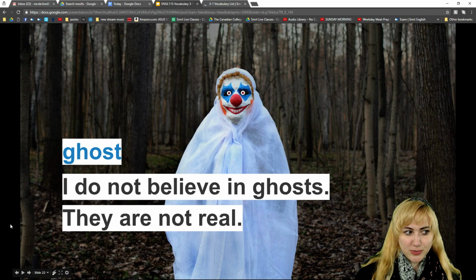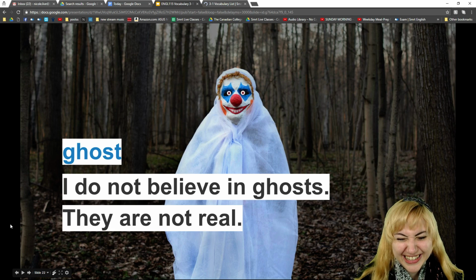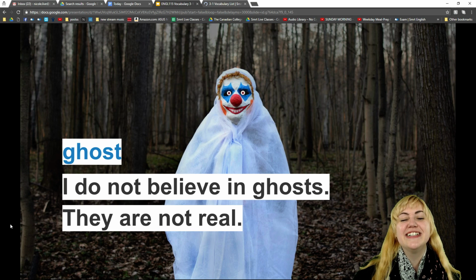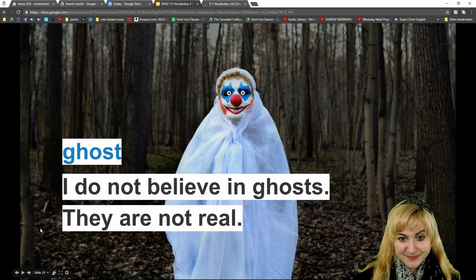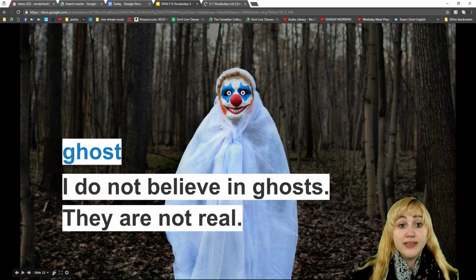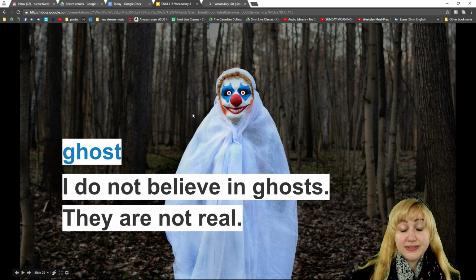Our next word, oh gosh, what a disturbing picture. It's a little bit scary here. Okay, our next word is ghost. So this is maybe not the best picture of a ghost because he has a clown face, so maybe that's a little confusing. But a ghost is like a spirit. A ghost is like Casper, if you know the famous ghost Casper.